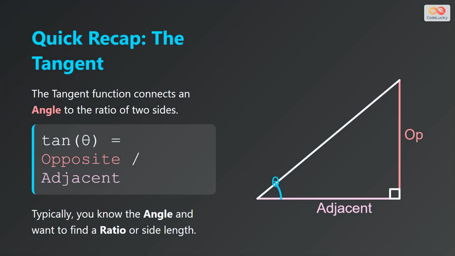First, let's quickly review the standard tangent function. Remember that for any given angle theta, the tangent is the ratio of the opposite side divided by the adjacent side. Usually, we know the angle and we want to find this ratio.